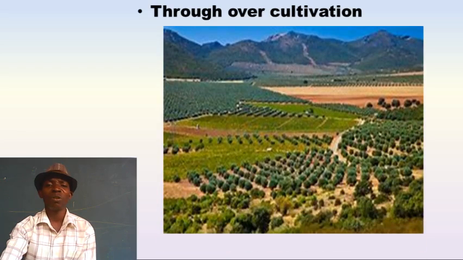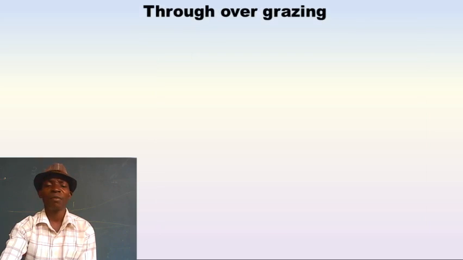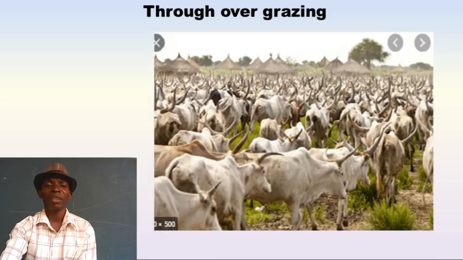Over-cultivation. You grow crops in one piece of land season after season without giving the land time to rest. That is over-cultivation. Then we have overgrazing. Overgrazing involves the rearing of many animals on a small piece of land. What brings overgrazing? This is overstocking. You keep a large number of animals on a small piece of land. The animals will finish all the grass, leaving the land bare and exposing it to agents of soil erosion.